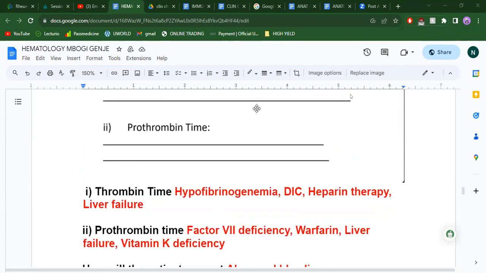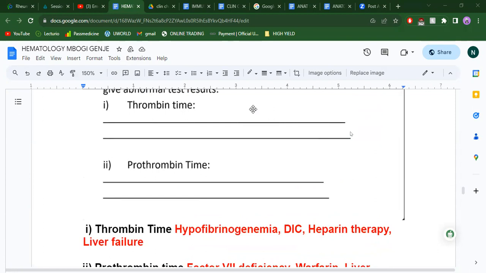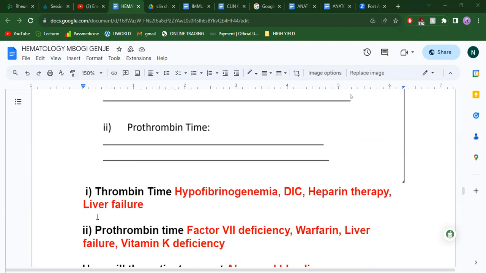So thrombin time. I'm seeing people say thrombin time, liver disease. Liver disease, hemophilia, DIC, liver failure. Yes, so hypofibrinogenemia, DIC, heparin therapy, and liver failure. Then prothrombin time.